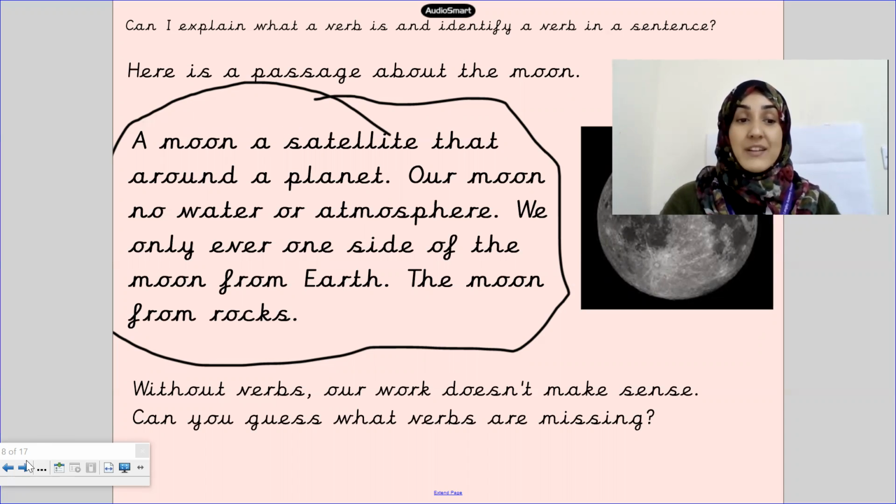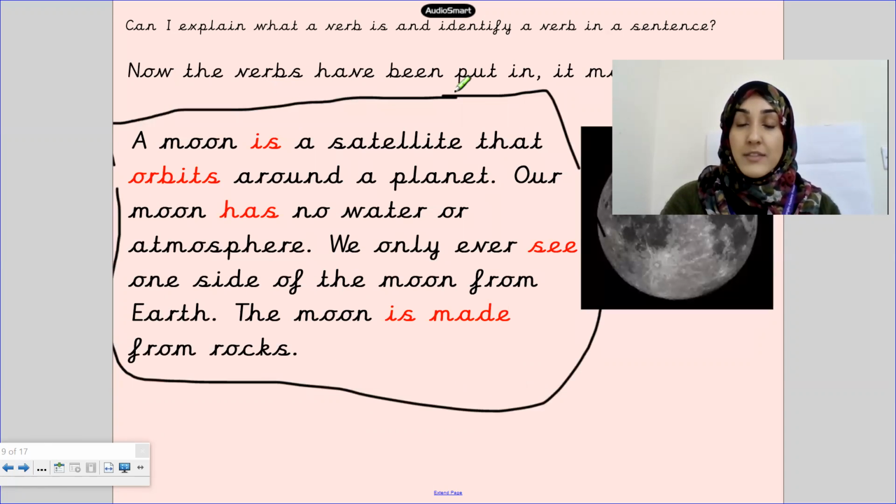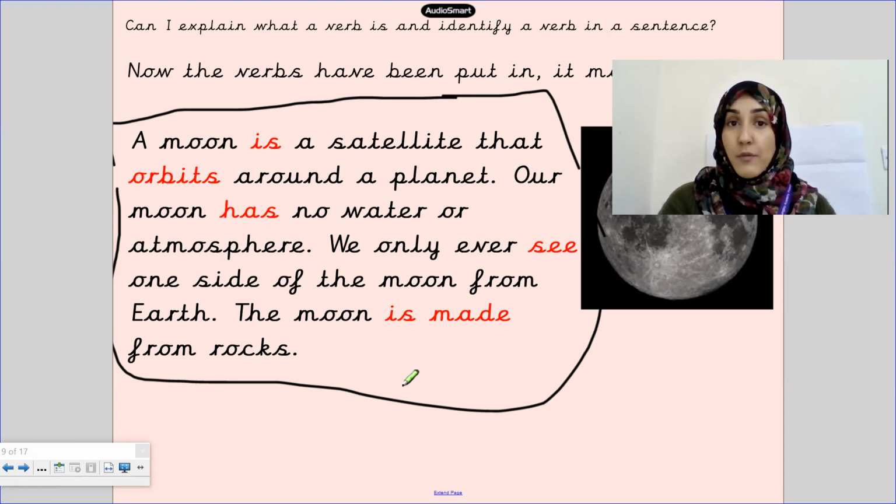Now, this very same passage that I'm going to read to you contains verbs that are in red. Now, listen very carefully and see the difference. A moon is a satellite that orbits around a planet.